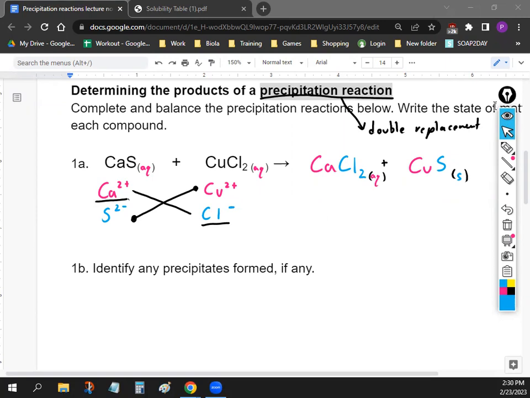Okay, last before we finish, if you take a look at this, we have to figure out the precipitate. What is the precipitate in this equation? CuS. Yeah, CuS. This is the precipitate because that's the solid. Okay. Make sense?